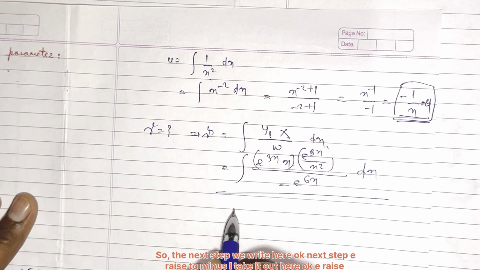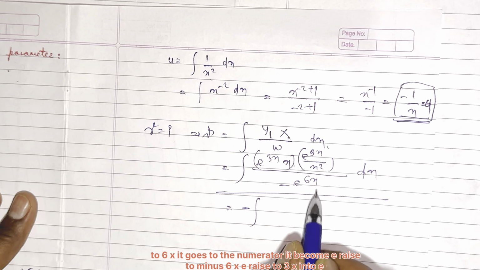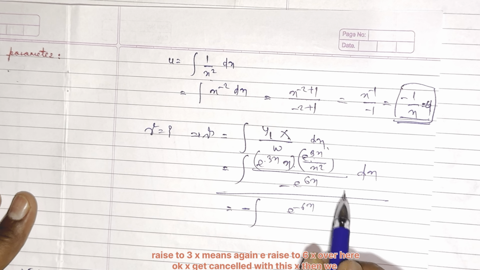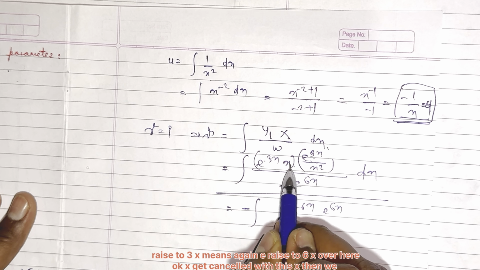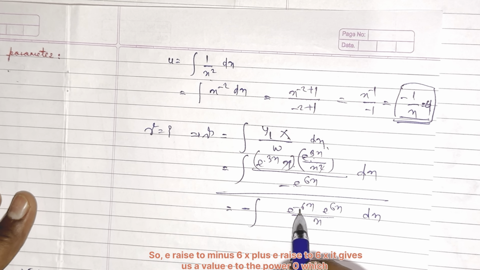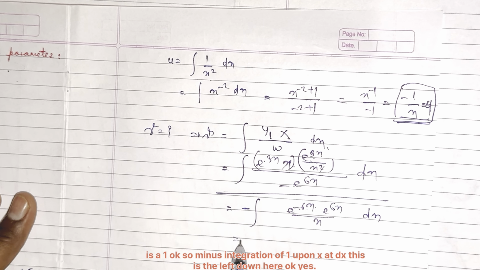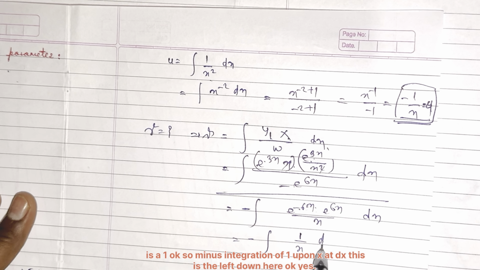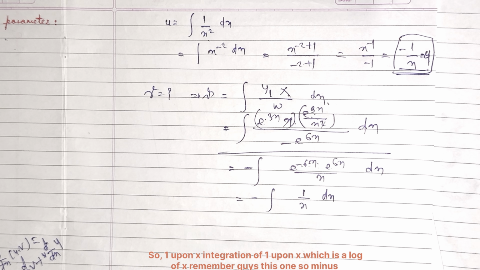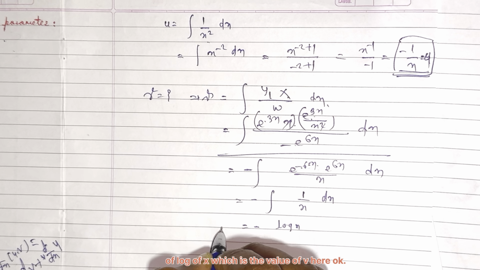Next step, take the minus sign out. e raised to 6x goes to the numerator and becomes e raised to minus 6x. e raised to 3x into e raised to 3x means again e raised to 6x over here. x gets cancelled with this x, so we are left with x only in the denominator, dx. So e raised to minus 6x plus e raised to 6x gives us e to the power 0, which is 1. So minus integration of 1 upon x dx. The integration of 1 upon x is log of x. Remember this: minus log of x is the value of v here.